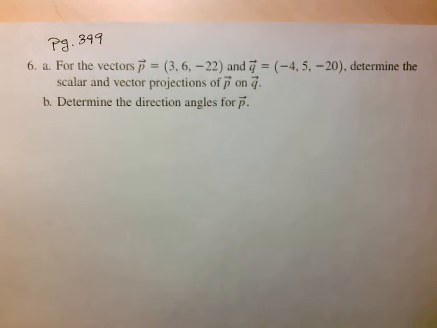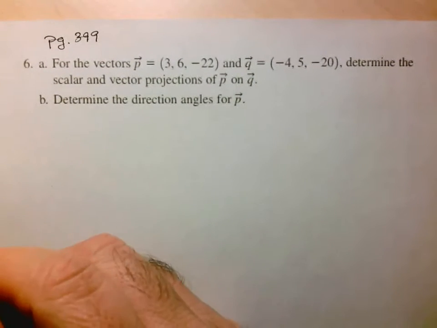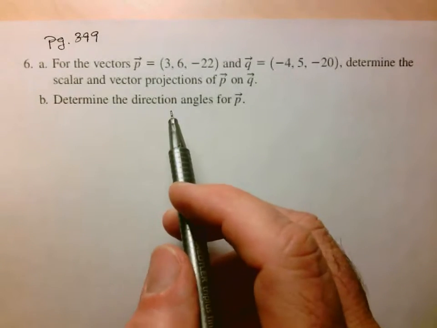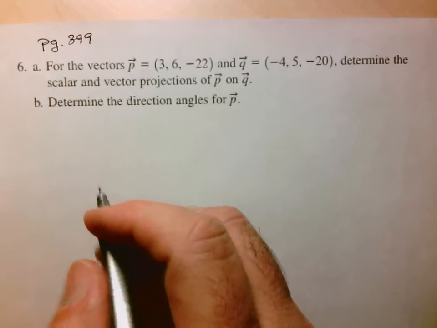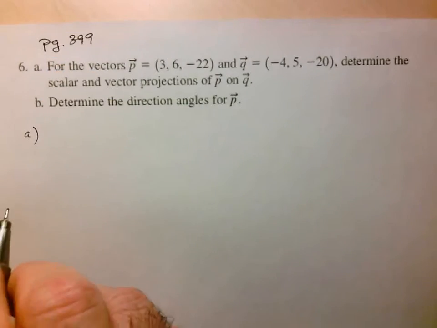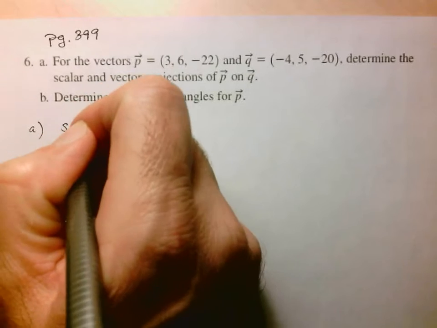Hi folks, we're going to take a look at page 399, number 6. So let's start with A. It says, for these two vectors, determine the scalar and vector projections of P on Q. Okay, so let's start with the scalar projection.